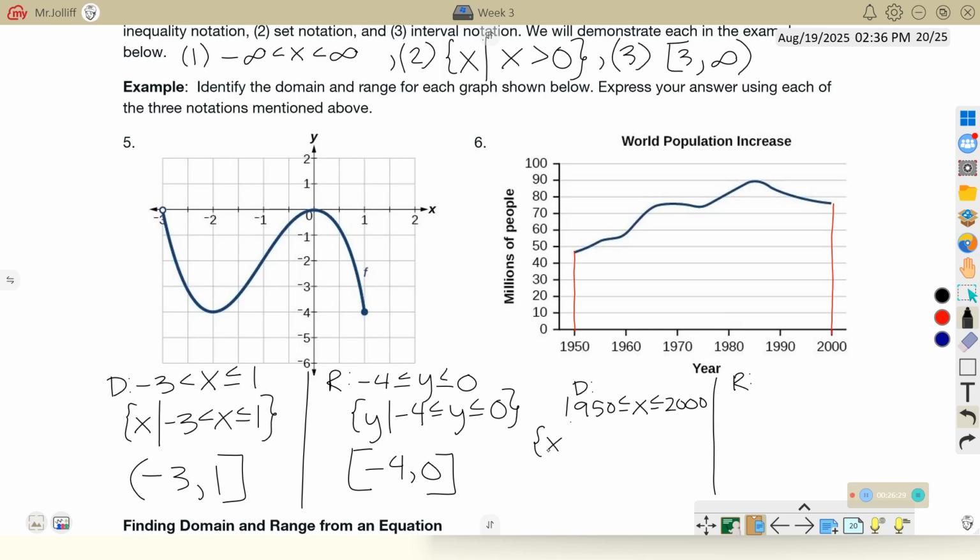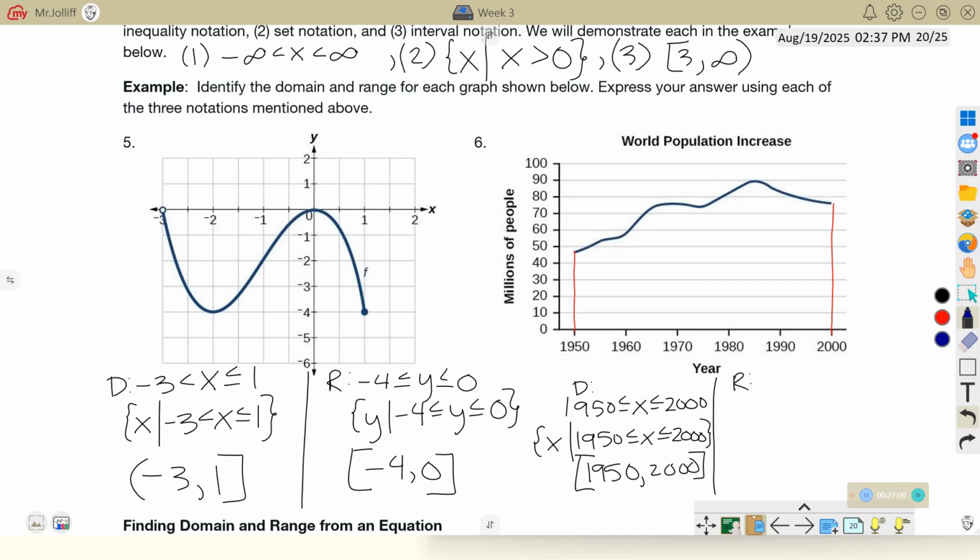We know set builder is basically that with some extra stuff around it. We know interval notation is the lazy way. 1950 comma 2000. Round or square brackets? Square. If we include the ends, square. Perfect. Very good. What about my range?